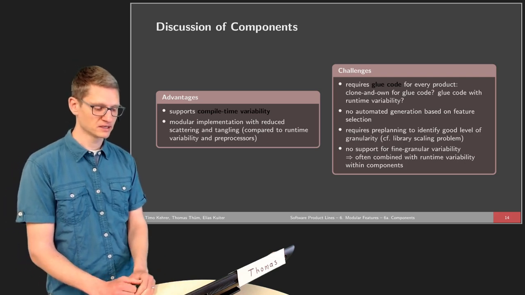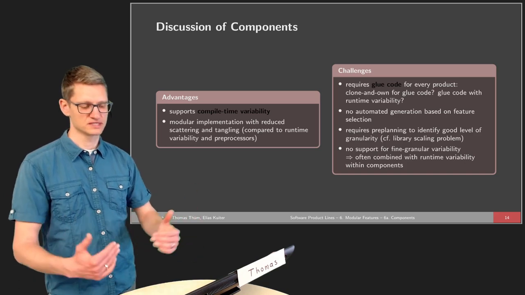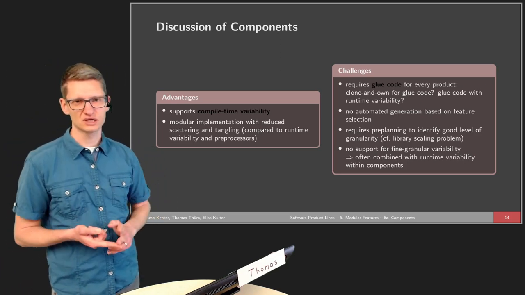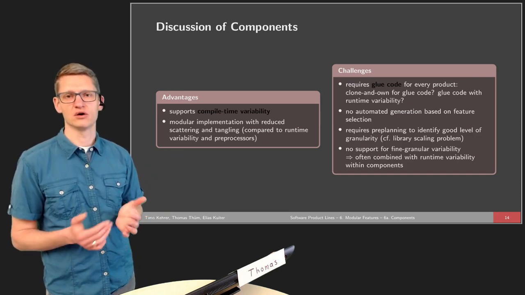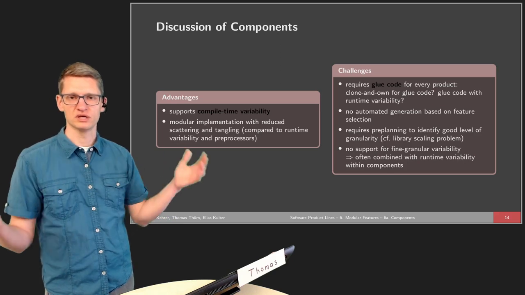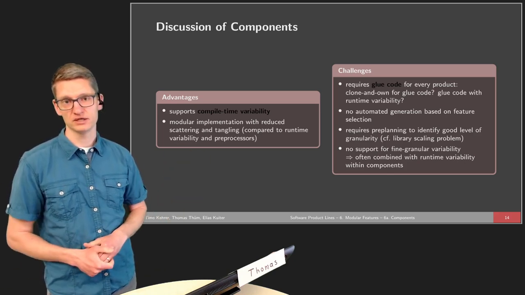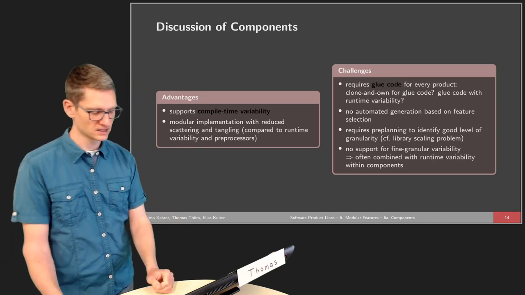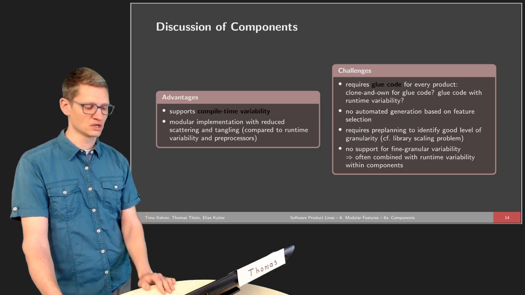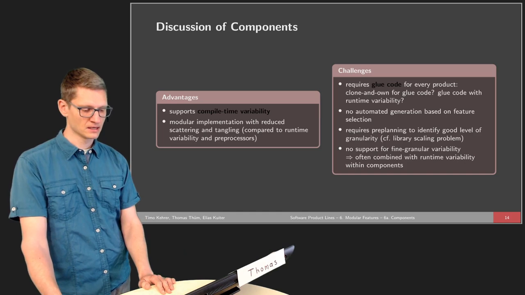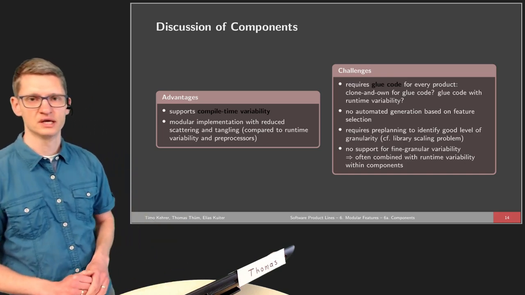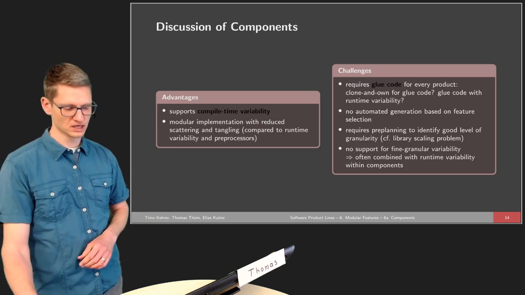It requires pre-planning, and this is the result of the library scaling problem. The question of what is a good size of the component, and how to decompose the system, requires some pre-planning of where I want to reuse those parts later on. This is, of course, related to feature modeling. In feature modeling, we look at what the features are, and we see what different combinations we want to support. This helps us to understand and can help with this pre-planning. But in any case, this pre-planning is needed, and it's not as much needed for preprocessors or build systems that we've talked about before. Another disadvantage is that we have basically no support for fine-granular variability, and that's why components are often combined with other implementation techniques, for instance, runtime variability within components.